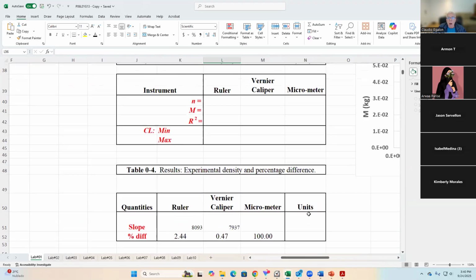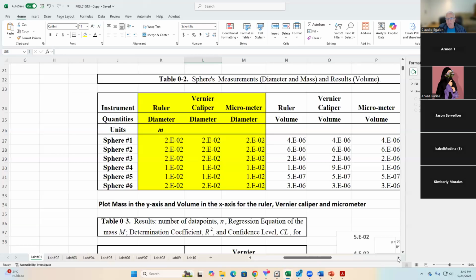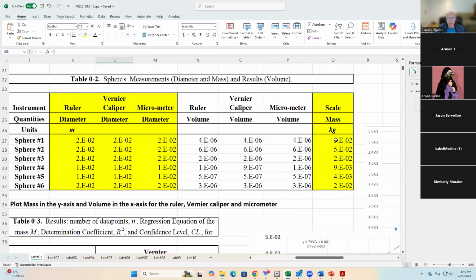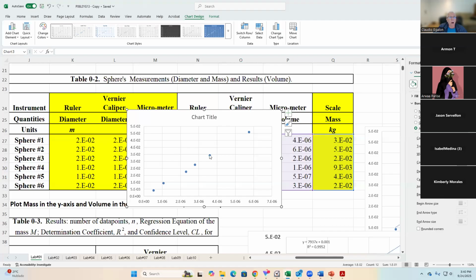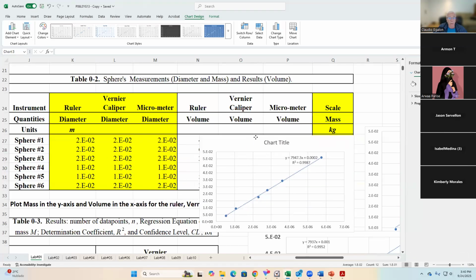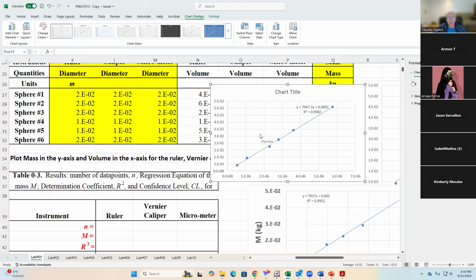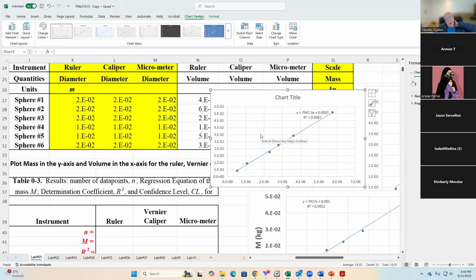Okay, and now you plot the last graph. We're going to be doing that the entire semester. We're going to be plotting different graphs and doing exactly what I'm doing, okay? Here you go, highlight the mass and the volume for the micrometer, insert, chart, linear, add trendline, display equation, chart. I'm not going to put the axis, okay? Make sure you do put the axis in your spreadsheet because I correct your spreadsheet according to all of that.